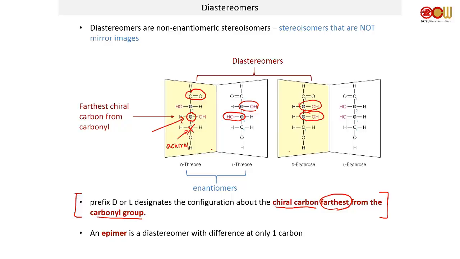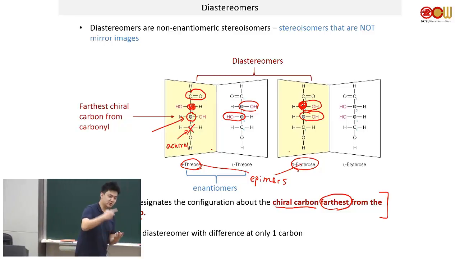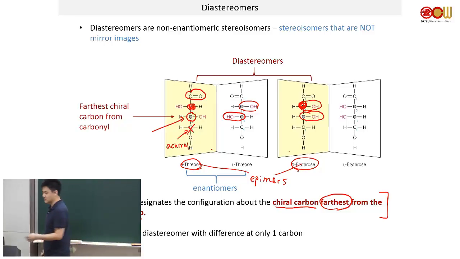We have another type of stereoisomer called epimer. An epimer is a diastereomer with a difference at only one carbon. So in this case, D-threose and D-erythrose are also epimers because they differ at only one carbon, that is carbon number 2. So now we have how many different stereoisomers? We have enantiomers, diastereomers, epimers. So far we have those 3.